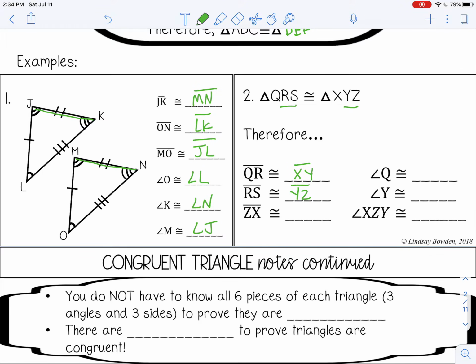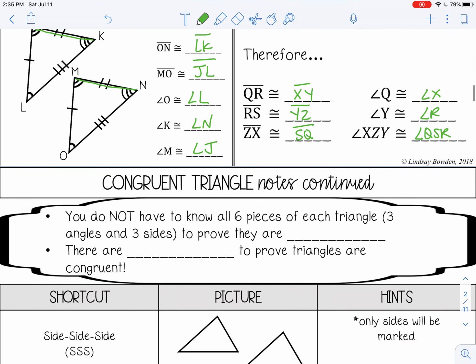Pause the video now and finish number 2 by yourself. Okay, so ZX is congruent to SQ. Angle Q is congruent to angle X. Angle Y is congruent to angle R. And then on the last one, we have XZY, so we would go QSR, angle QSR.